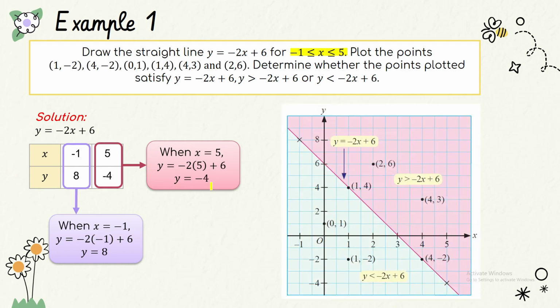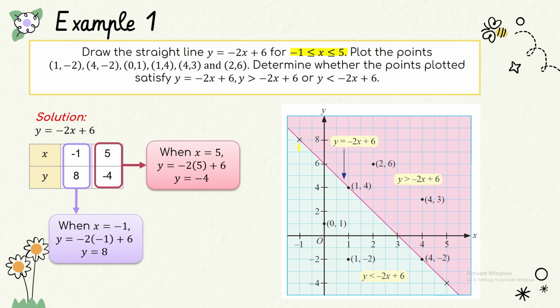And then we draw the straight line in the Cartesian plane. The scale of the graph must be negative 1 until 5 only, because we must fulfill the condition in the question. Okay, so we draw the straight line. This is the straight line.